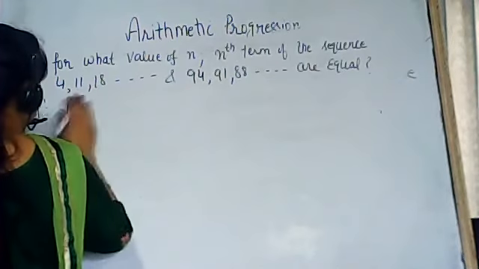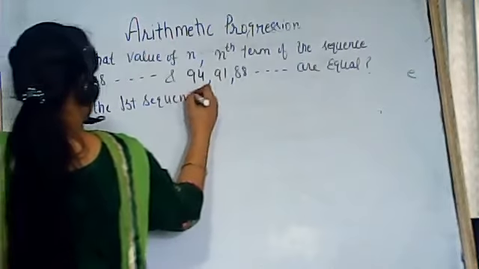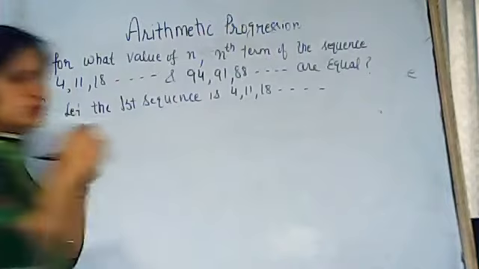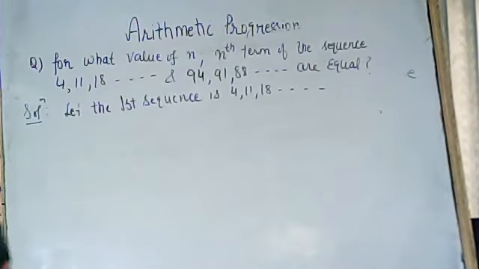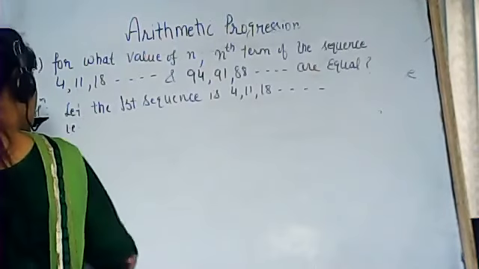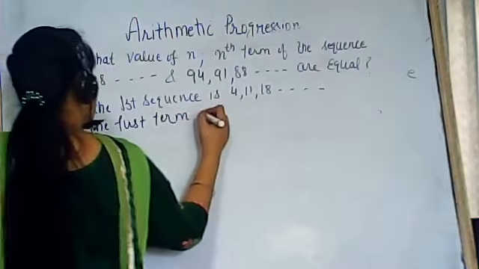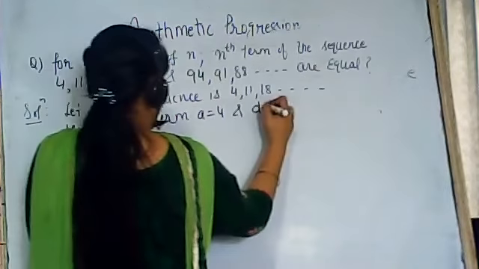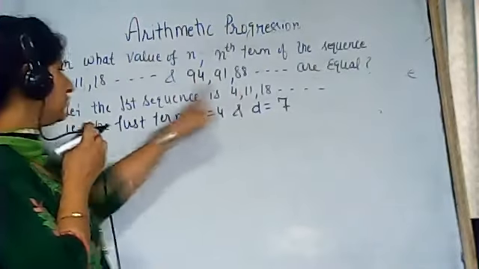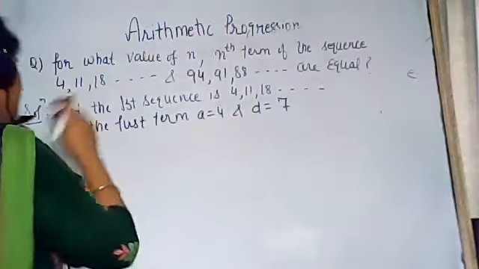Let the first sequence be 4, 11, 18 up to so on. We have given a first sequence 4, 11, 18 up to so on. That is, the first term of given sequence is equal to 4 and common difference d is equal to 7. This is a sequence whose first term is equal to 4 and what is the value of d? This is equal to 7.